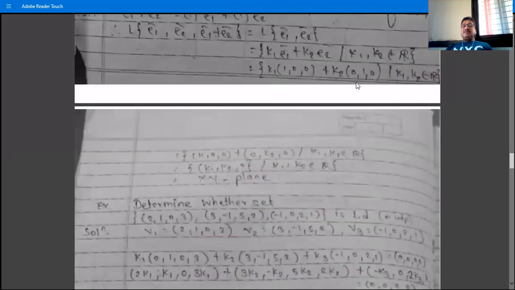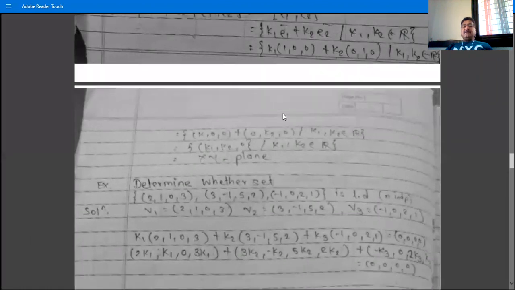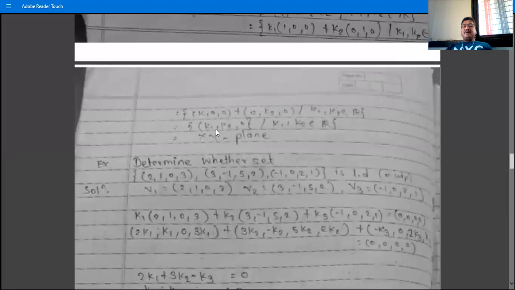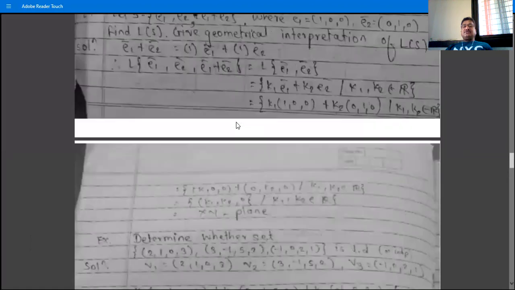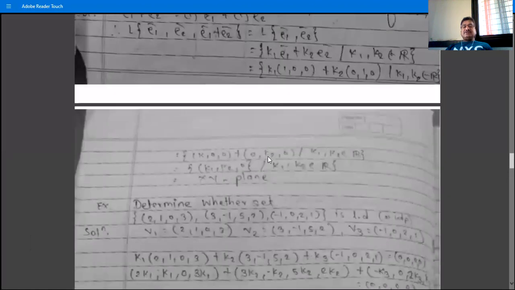Apply the definition of scalar multiplication. We have (K1, 0, 0) and (0, K2, 0). And then apply the definition of addition. So we have (K1, K2, 0 plus 0 is 0), where K1, K2 belong to R. So this is L of S. This is the set of triplets (K1, K2, 0) such that K1, K2 belong to R. And this is the XY plane, the set of (K1, K2, 0).